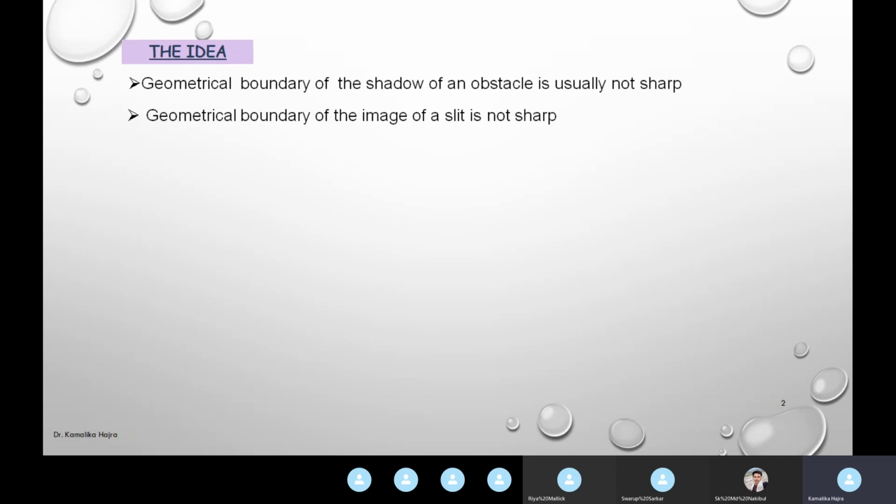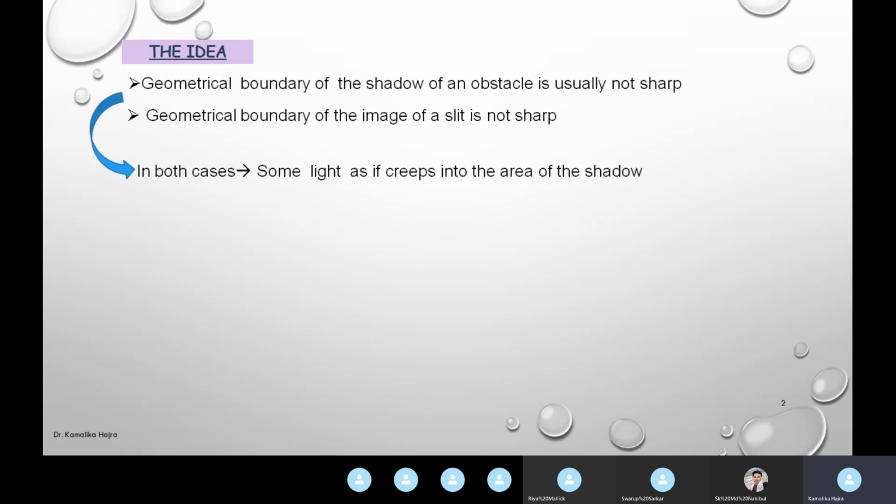Okay, so this sort of led observers to delve into this phenomenon, asking what is happening. If light is traveling in straight lines, as in the then prevailing corpuscular theory, then why are we not getting sharp shadows or sharp images, that is, images and shadows with sharp boundaries?